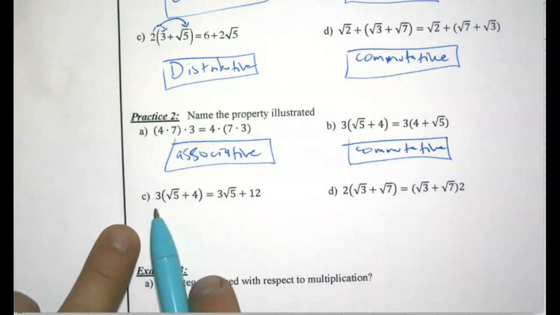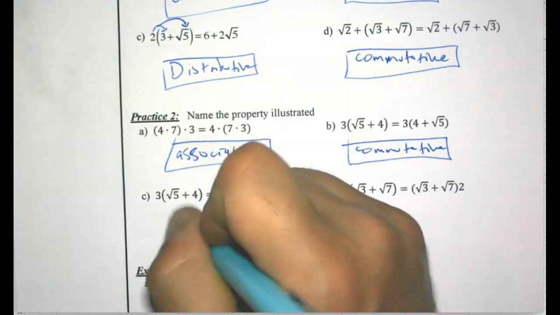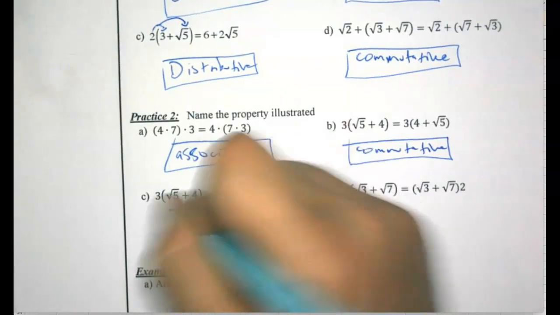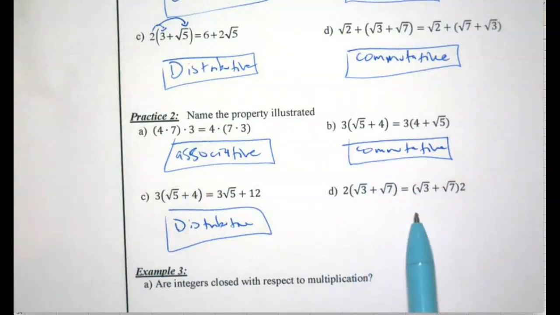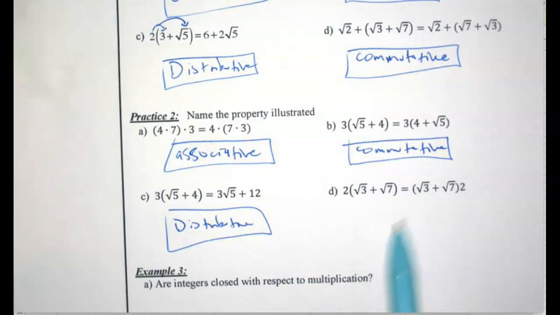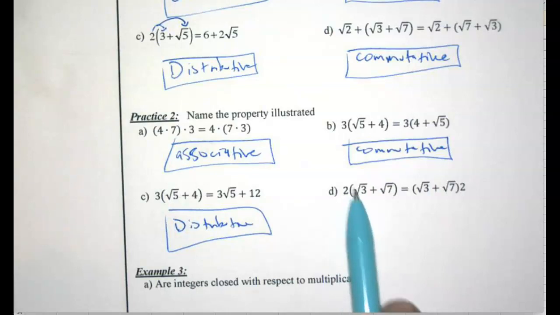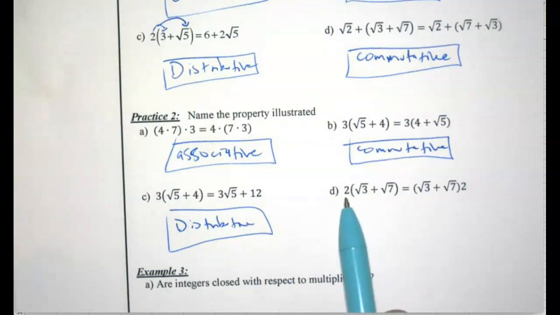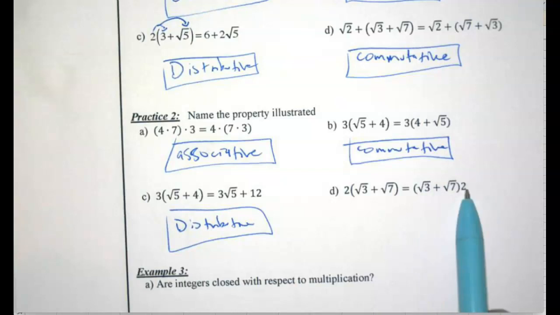Here, let's see, it looks like they distributed, right? 3 times radical 5, 3 times 4 is 12, so this is showing distributive property. And then this one, let's take a look. 2 times square root of 3 plus square root of 7, and then they say radical 3 plus radical 7 times 2. Looks like to me they just moved around the things they were multiplying. They moved the 2, and the 2 is getting multiplied by the parentheses, right? Whatever's in there. So 2 times whatever's in the parentheses, and then whatever's in the parentheses times 2. So again, they just moved around things they were multiplying already.